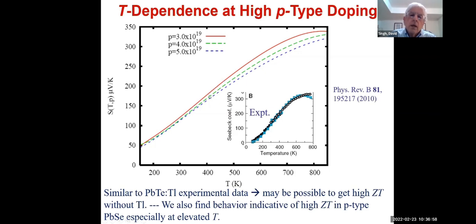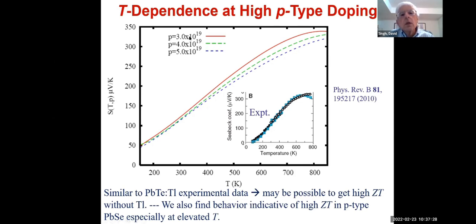At around that time, it was reported that very high ZT could be obtained in thallium-doped lead telluride due to perhaps some changes in the electronic structure. But this is just lead telluride. And we calculated the Seebeck coefficient. And what we found was that, first of all, it looks unusual, but you might expect it to look unusual because the band structure is unusual. It's not a parabolic band system. So you don't expect it to look like a parabolic band system.